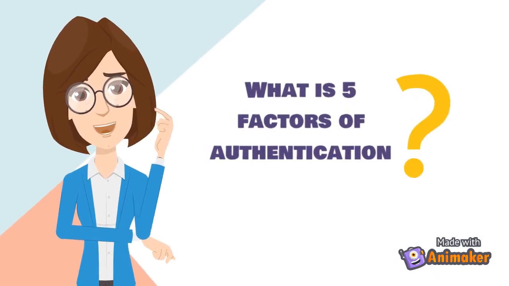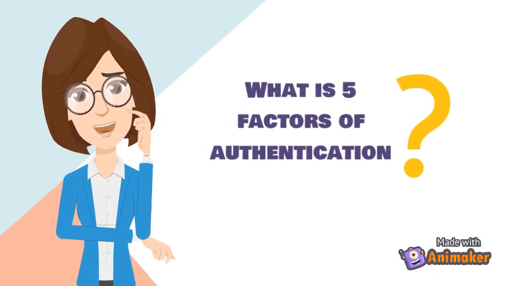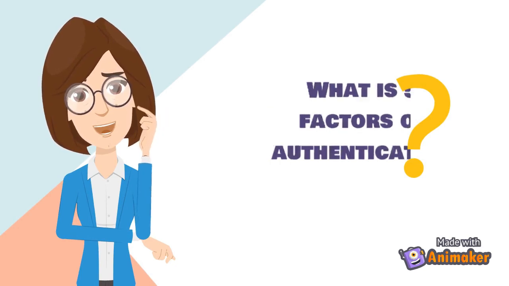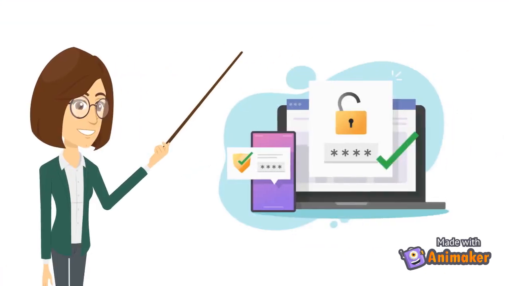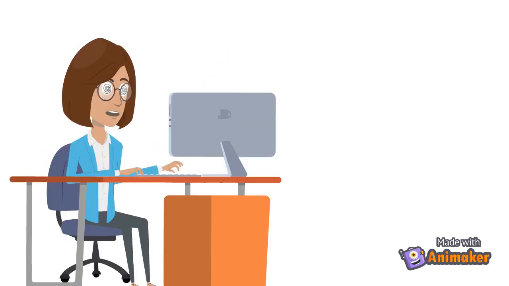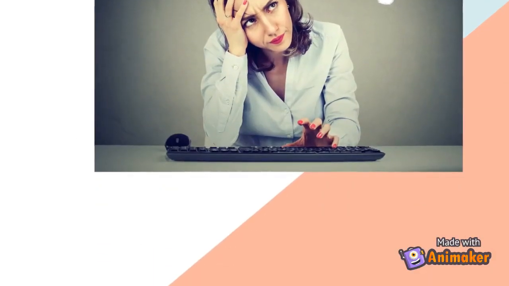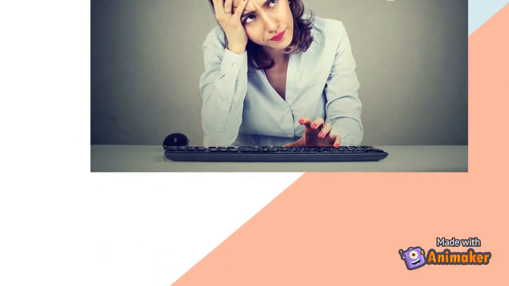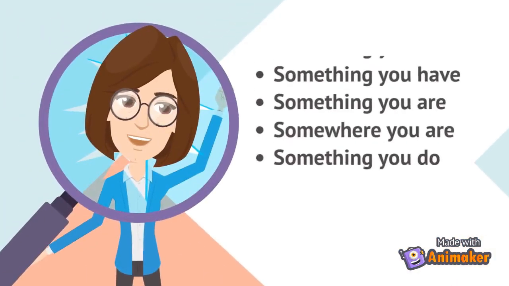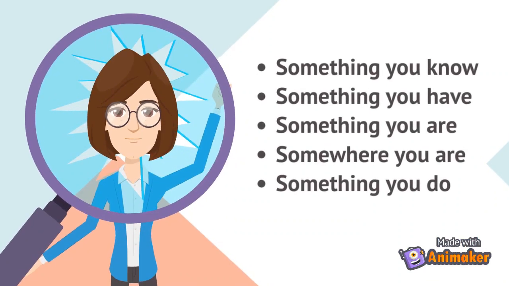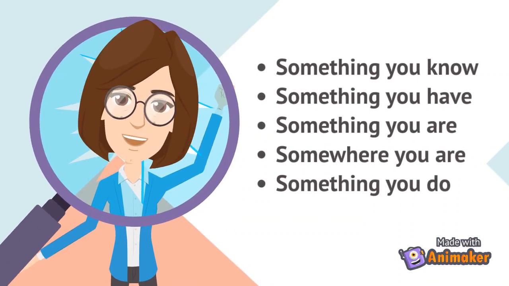There are 5 factors of authentication that we should know. We always use all of these factors when we need to verify something. For example, if we forget our social media password, we need to use these factors to recover or reset our password. The 5 authentication factors are something you know, something you have, something you are, somewhere you are, and something you do.